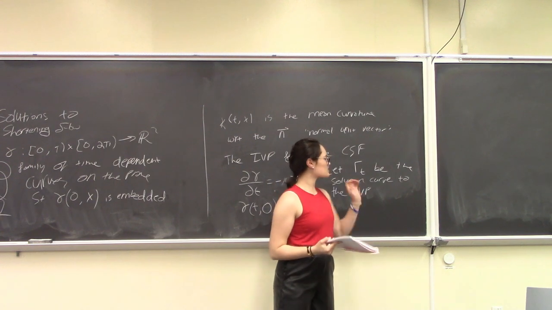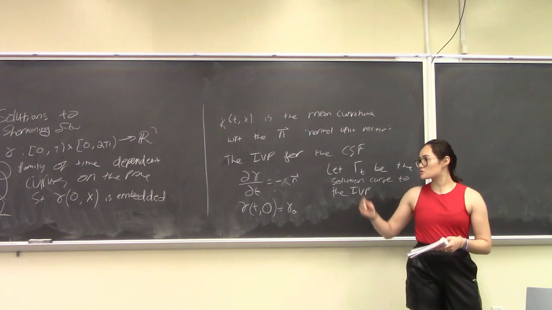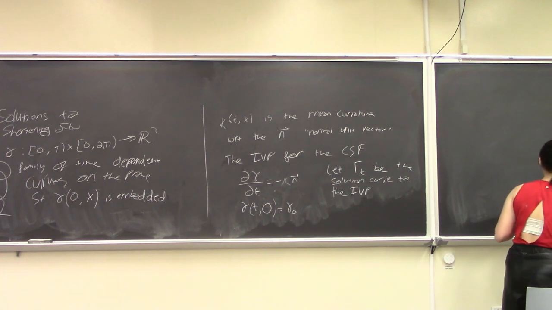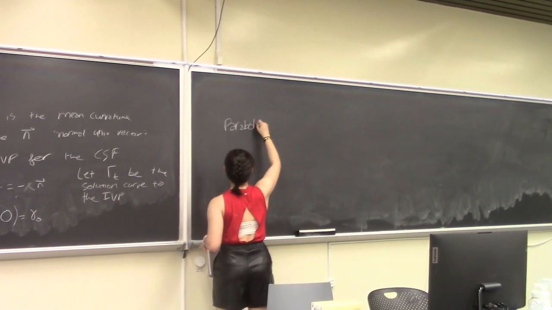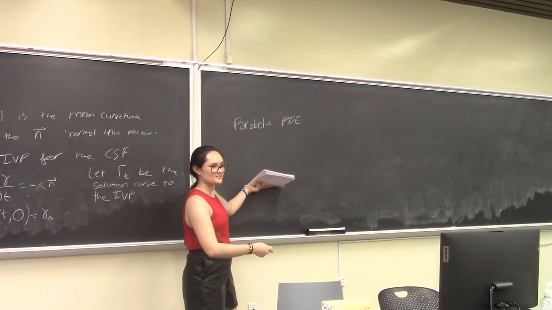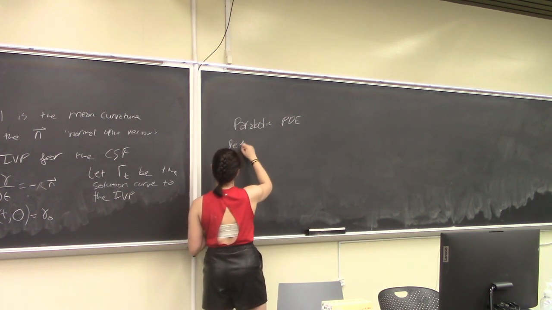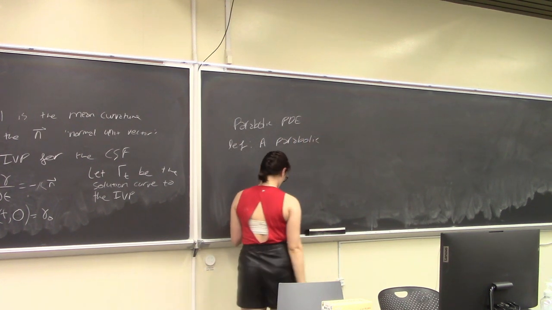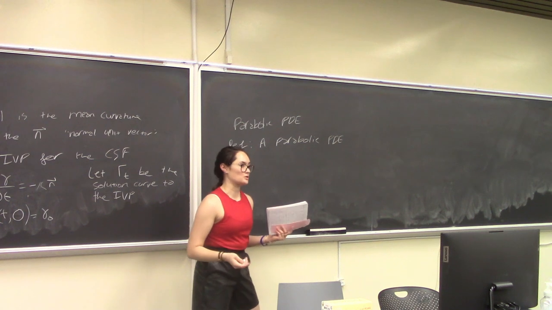And now we're going to digress a little into parabolic PDE theory so that I can give you an idea of some of the techniques that we would use to approach a PDE like this. Can you see up to here, I guess? Okay, so we'll start with the definition. A parabolic PDE is a second order PDE, which means that the highest order derivative is a second order derivative.